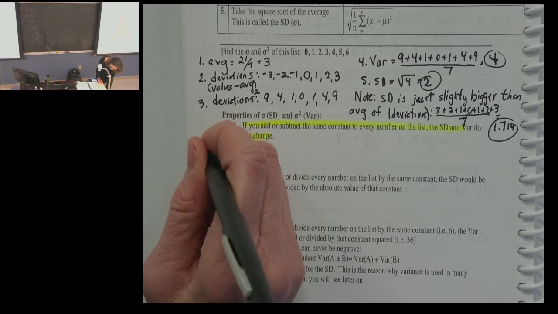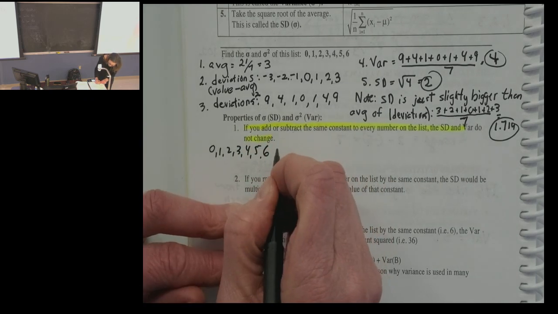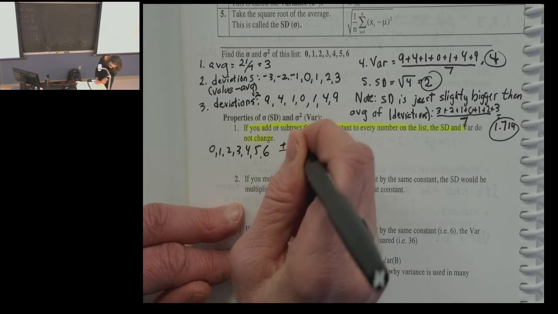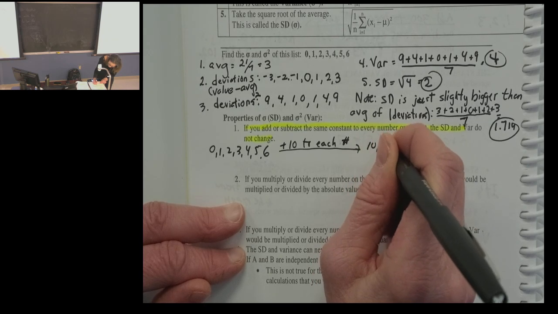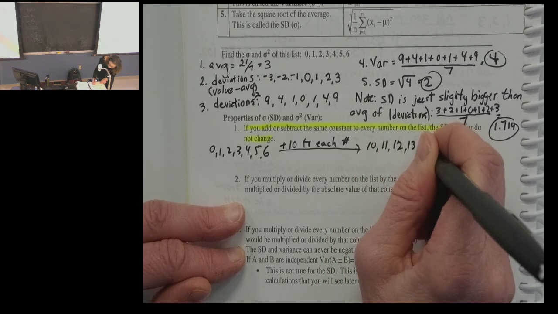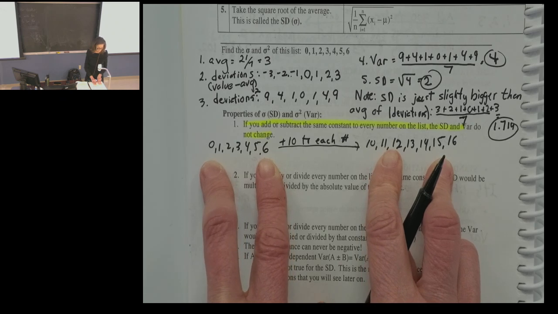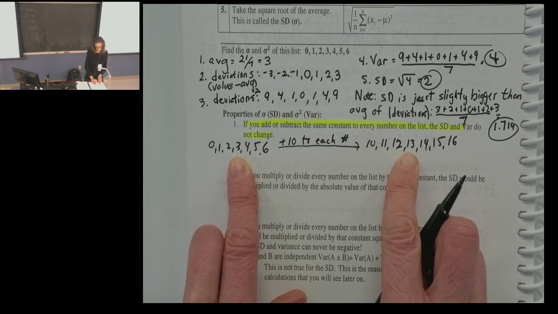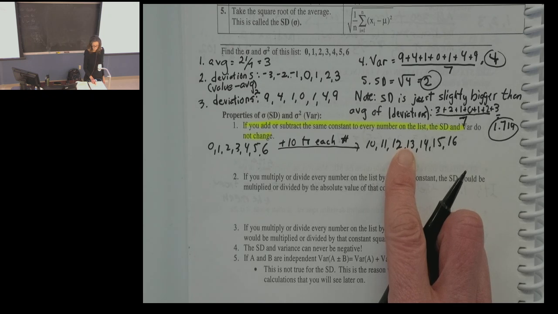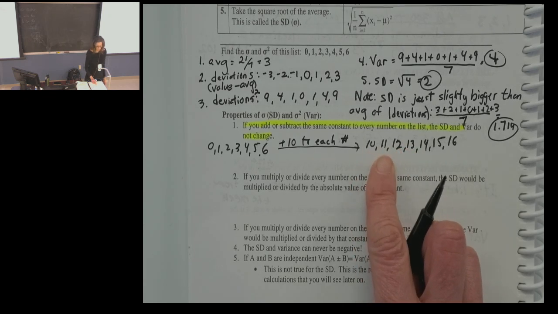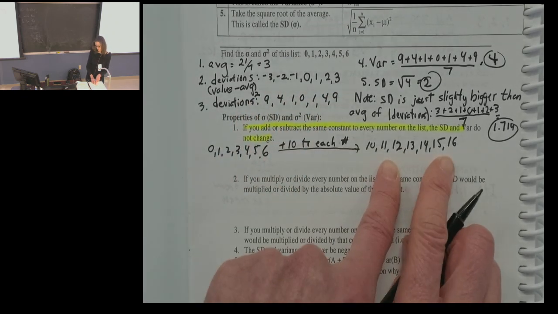So you have the list 0, 1, 2, 3, 4, 5, and 6. And if we add 10 to each number, we get 10, 11, 12, 13, 14, 15, and 16. Can you see how the spread is exactly the same? The average goes up from 3 to 13, but our deviations are going to be the same. If we subtracted the average from each value, you'd get 10 minus 13, -3, -2, -1, 13 minus 13, 0. We'd get these same deviations, so the standard deviation would be the same.